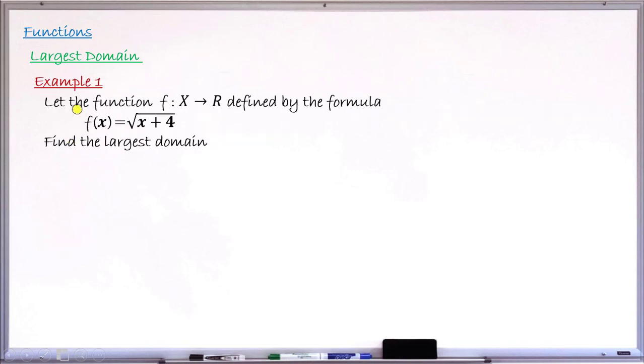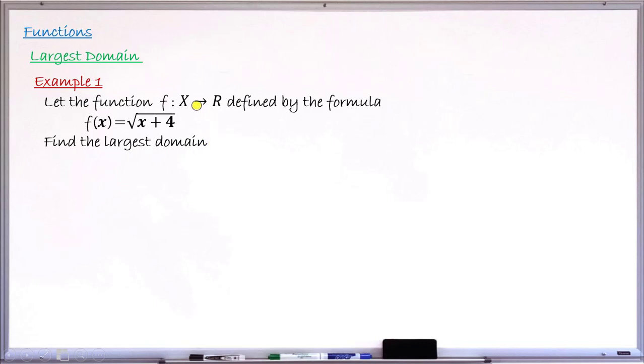Example number 1. It says, let the function f from X, so X is your domain, to R, R is your codomain, and this R is the set of real numbers, be defined by the formula f of x equals the square root of x plus 4. The question asked here is to find the largest domain.